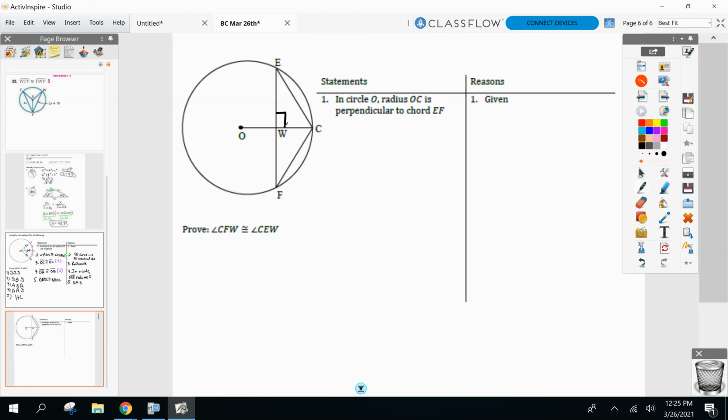And again, circle facts or anything we've learned in the last 7 months. I'll give you a second to think before I call on you. What up here in these two triangles could you prove congruent?